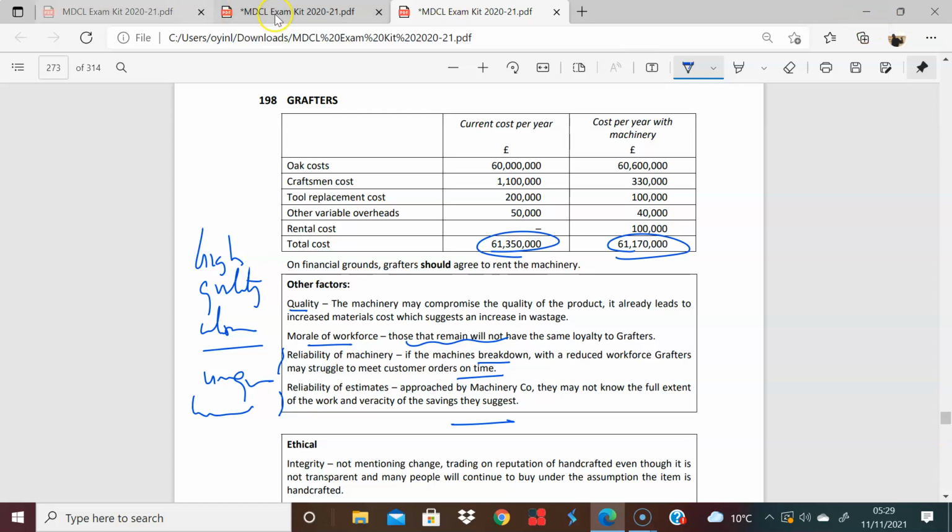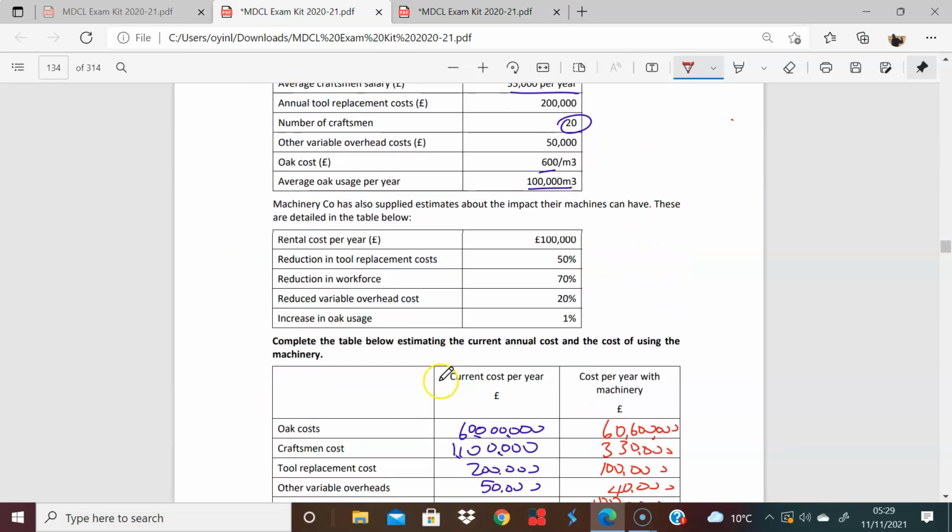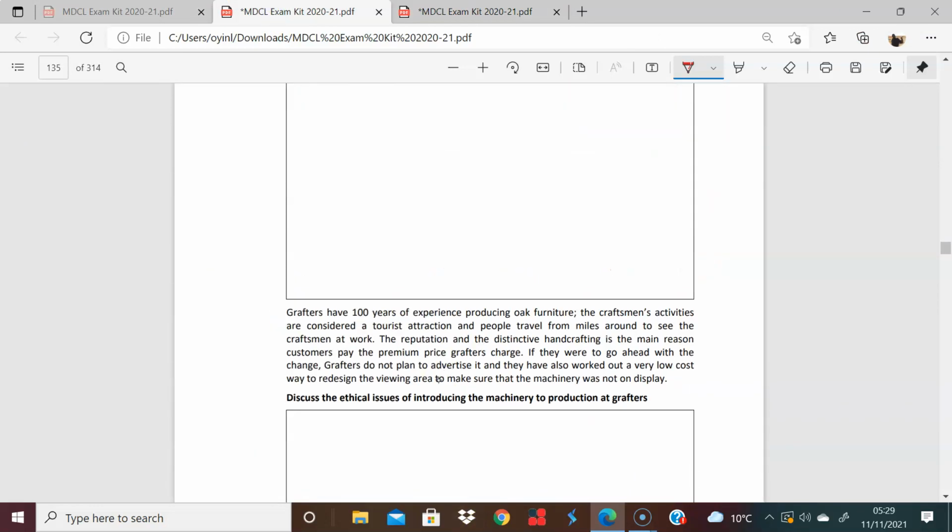Right. Okay, good. Then the question goes on to ask, they have 100 years of experience, wow, of experiencing oak furniture. The craftsman activities are considered a tourist attraction. People travel from miles to see the craftsmen working. Their reputation is the main reason people pay this, right? We've been talking about this. If they were to go ahead with this, Grafters do not plan to advertise it and have worked out a very low cost way to redesign the viewing area to ensure the machinery is not on display.